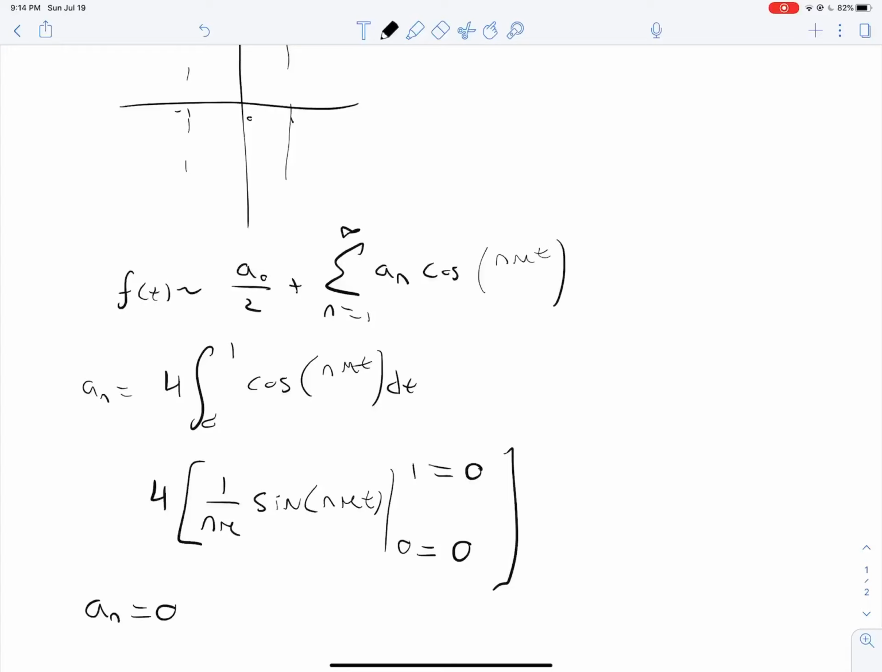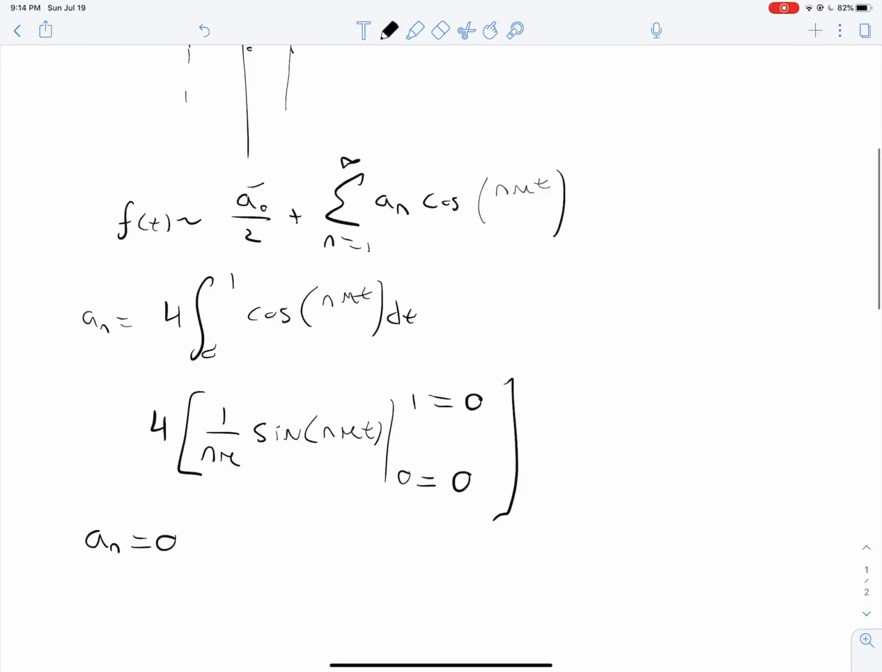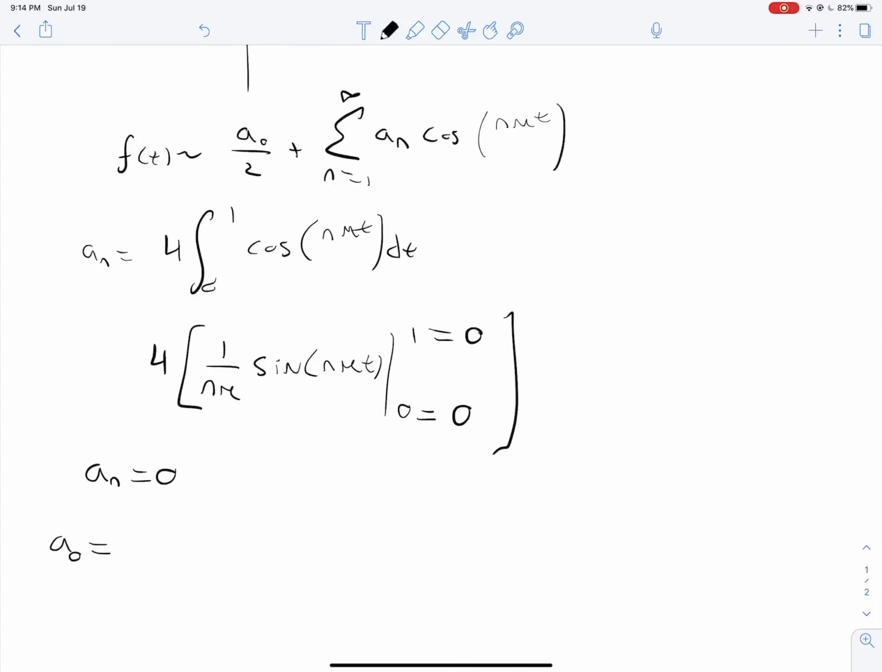The thing is, what about a0? Because remember, we always have to compute a0 separately. So if we set up our formula for a0, that's just the same formula as what we used for an. So 4 integral from 0 to 1 of cosine of n pi t dt, except instead of n being some arbitrary integer, we'll specifically set n to 0. So doing that, we get a 1 in here. The integral of 1 from 0 to 1 is just 1.